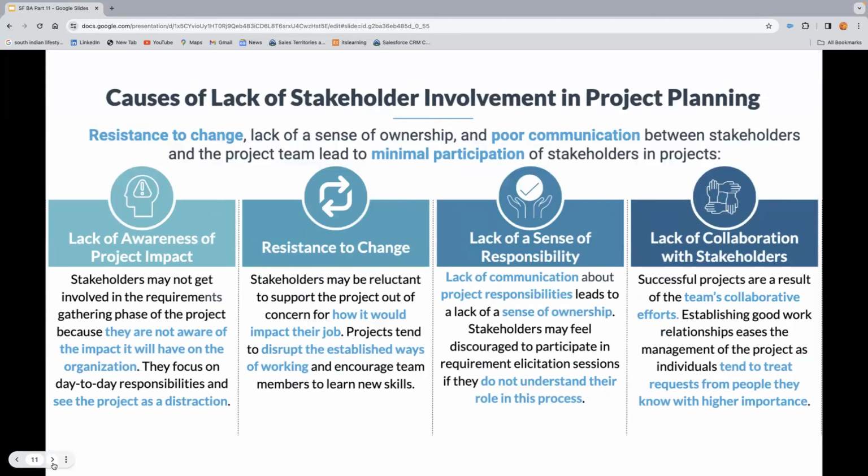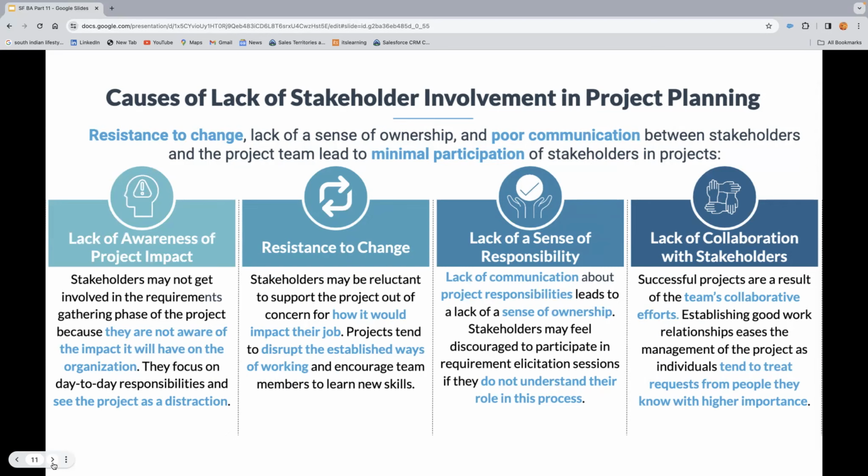Causes of lack of stakeholders' involvement in project planning: resistance to change, lack of a sense of ownership, and poor communication between stakeholders and the project team lead to minimal participation of stakeholders in the project. Lack of awareness of a project's impact. Stakeholders may not get involved in the requirement gathering process of the project because they are not aware of the impact it will have on the organization. They focus on day-to-day responsibilities and see the project as a distraction.